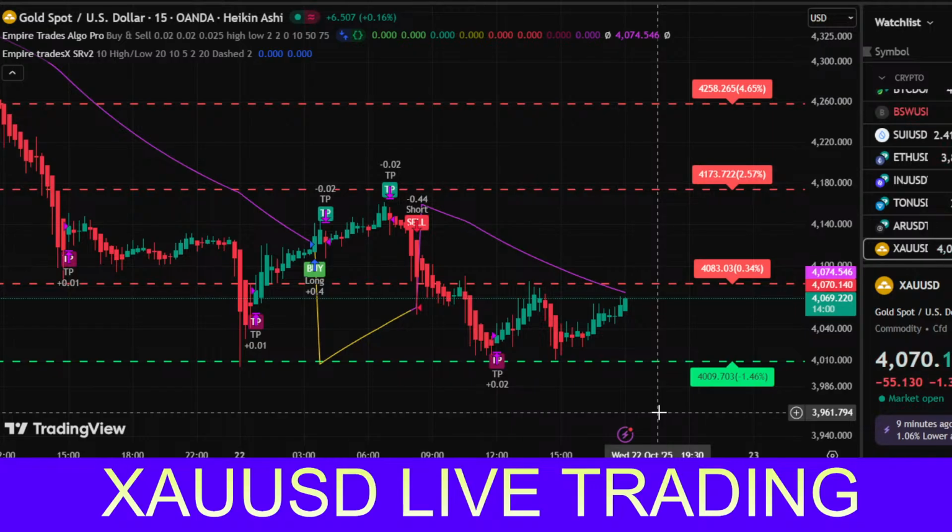Confirming the breakout with additional technical indicators, such as volume or momentum oscillators, helps reduce the risk of false signals.